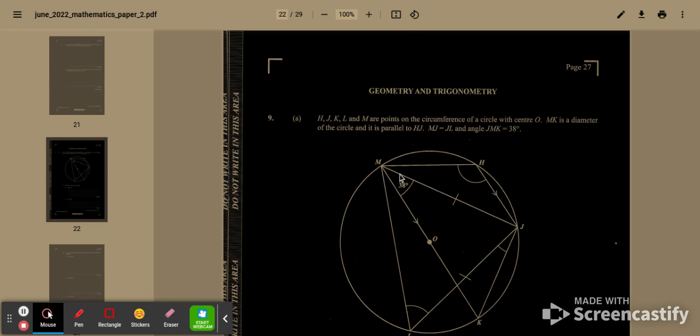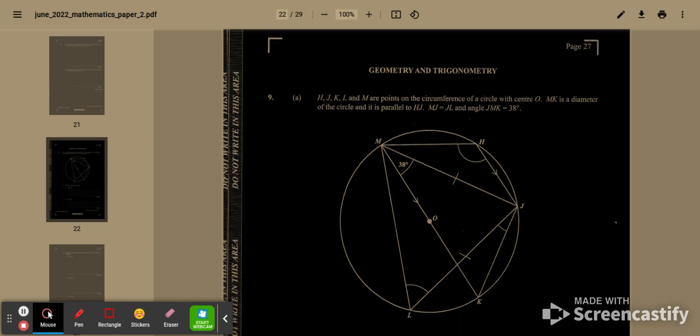So whenever they ask you to find an angle, they're always referring to the middle letter, right? So where it says that JMK is equal to 38 degrees, if you realize, the angle is at the middle letter M. So now let's find out what they want us to find first, right?